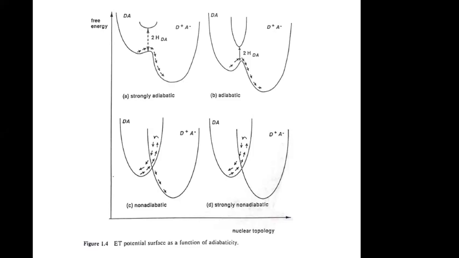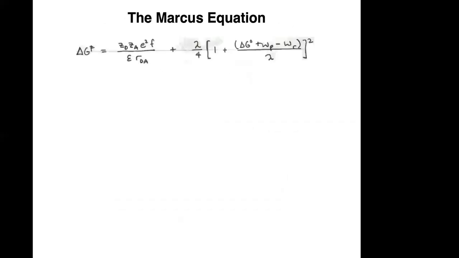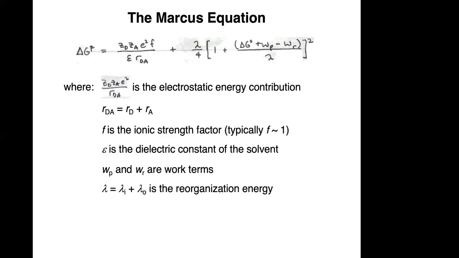Okay. And as we'll see, Marcus theory is really all about interacting parabolas and how and where they cross. Marcus went further and came up with an expression for this transition state free energy. And so here's the expression. It's going to have a term associated with electrostatics, and then a term associated with what we'll call the reorganization energy.